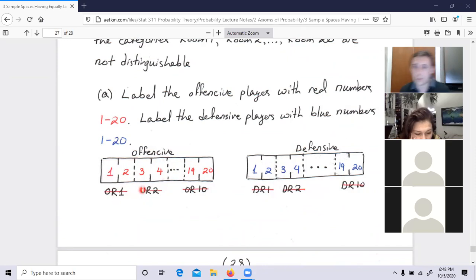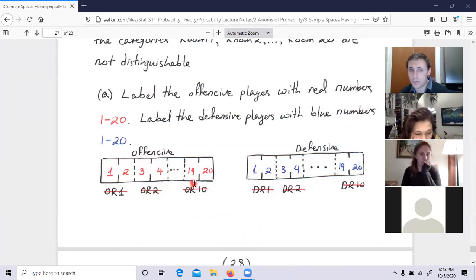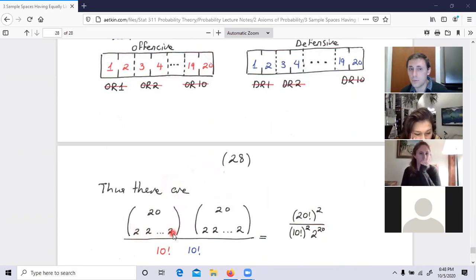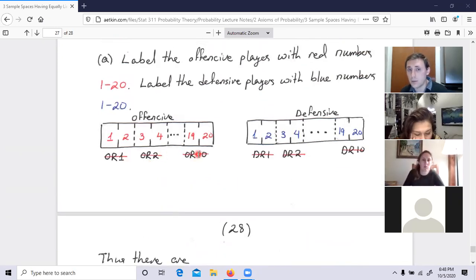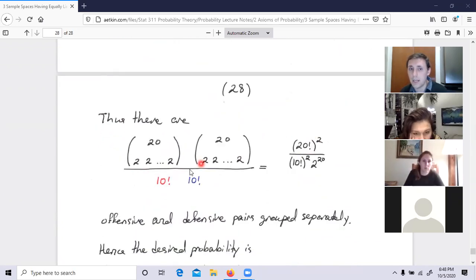So without crossing anything out, here we have 20 choose 2 possibilities, right? 20 choose 2 possibilities for this assignment, and 20 choose 2 possibilities for the other assignment. But then I crossed out those rooms, so that means here I divide by 10 factorial, and here I also divide by 10 factorial. Here I made it blue and red so you can see it.